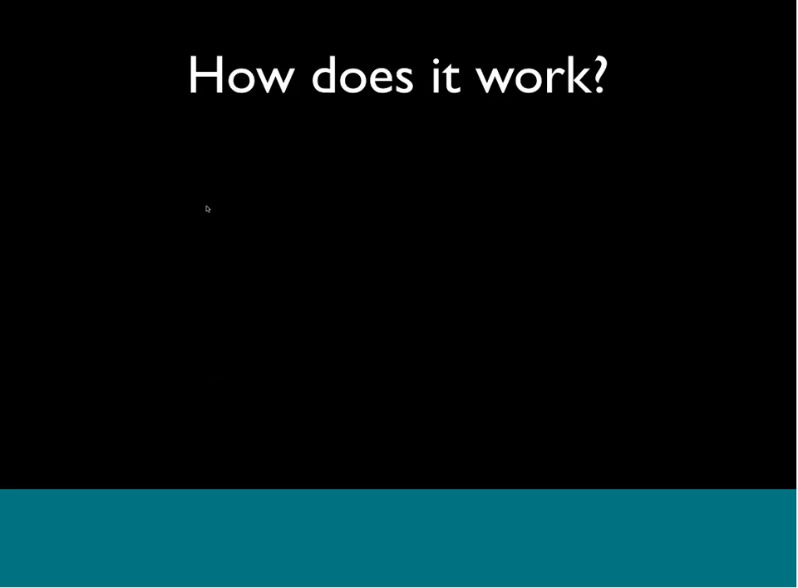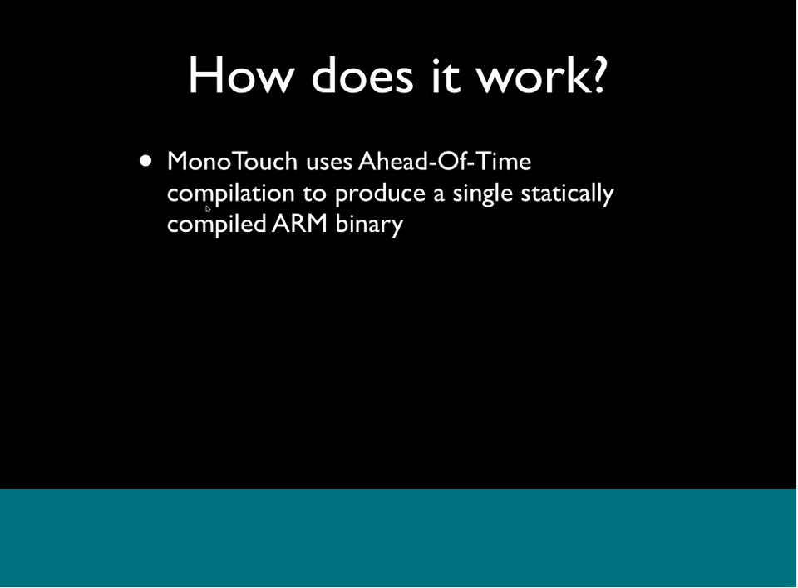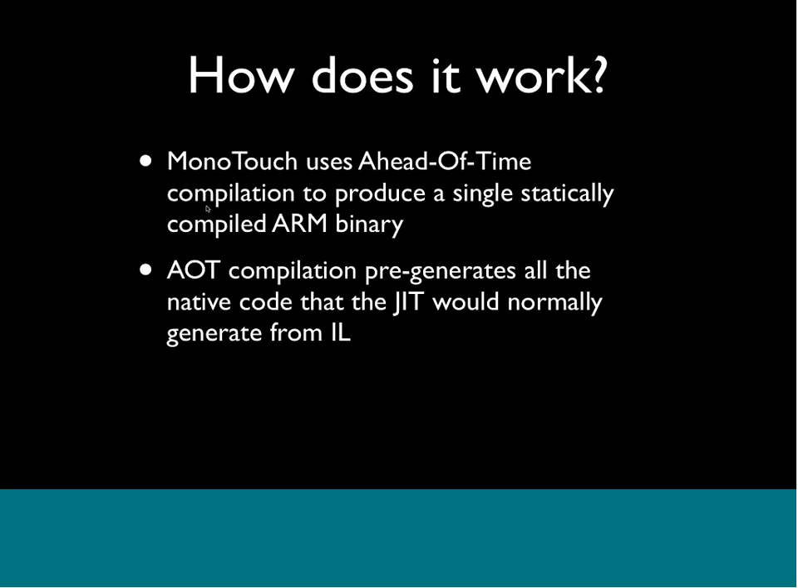So a little bit about how MonoTouch works. I won't go too much into it because I want to get to the examples here, since we're getting towards the end of the time and I have a lot of material. Like I said, it uses ahead of time compiling. It produces a single statically compiled ARM binary. The secret sauce is the ahead of time compiler. It pre-generates all the native code that the JIT would normally generate from IL, right?